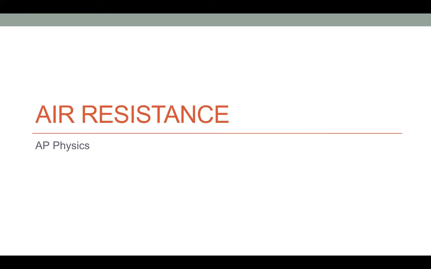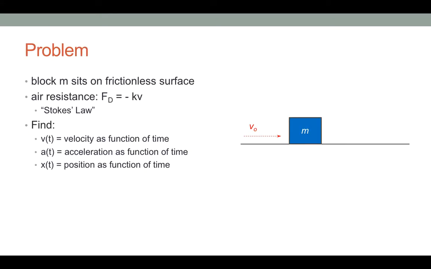In this video, we're going to look at air resistance. We're going to take a relatively simple problem. We're going to have a block that just sits on a frictionless surface. It will start with some initial velocity, v0.